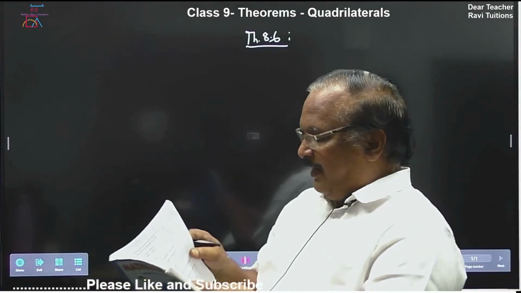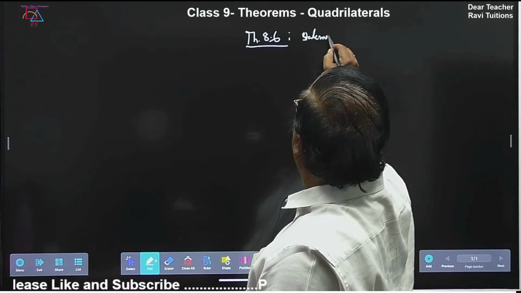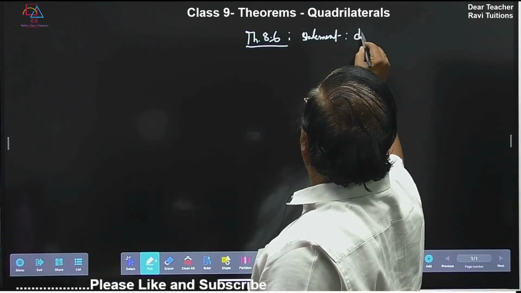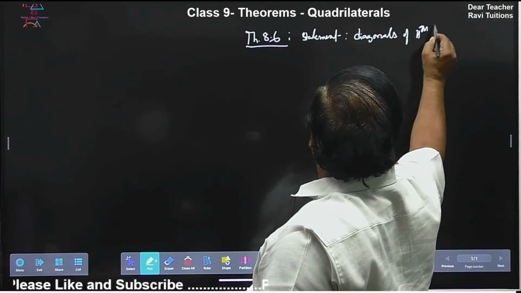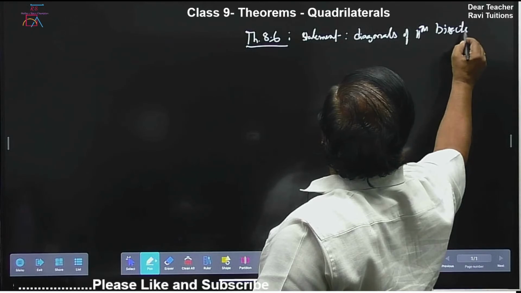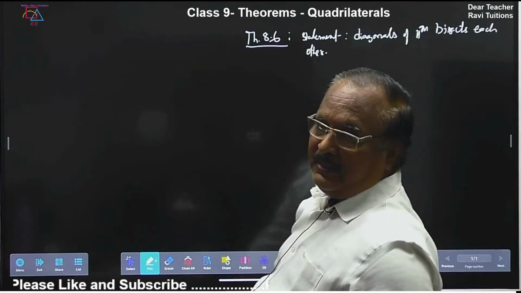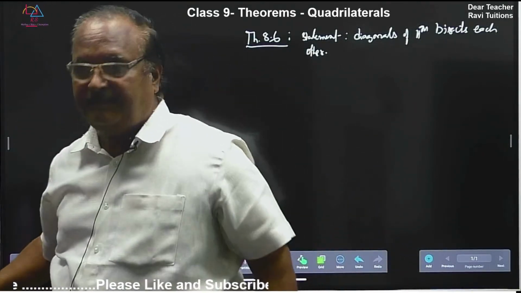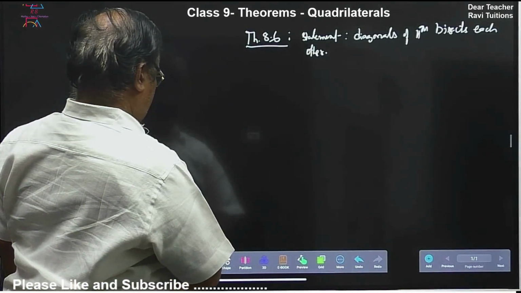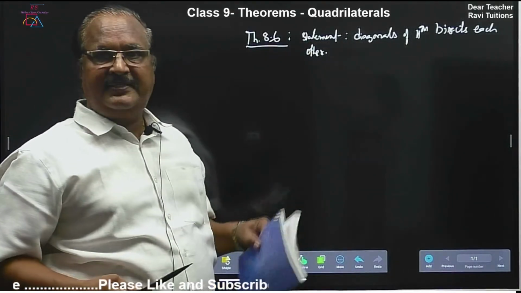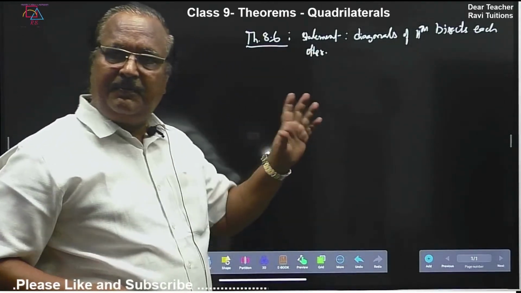Theorem 8.6: the diagonals of a parallelogram bisect each other. This is the statement. The diagonals of the parallelogram bisect each other. Okay. So now you can remember this like a property also.